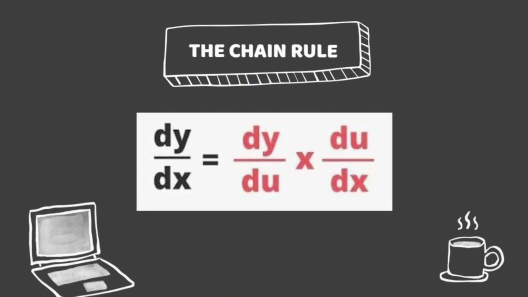Last but not least, the chain rule. We use this rule when we are dealing with a composite function, which is basically a function inside another function. It works by introducing an intermediate variable to differentiate the outside function first, and then multiplying it by the derivative of the inside function, following the formula dy over dx equals dy over du multiplied by du over dx.